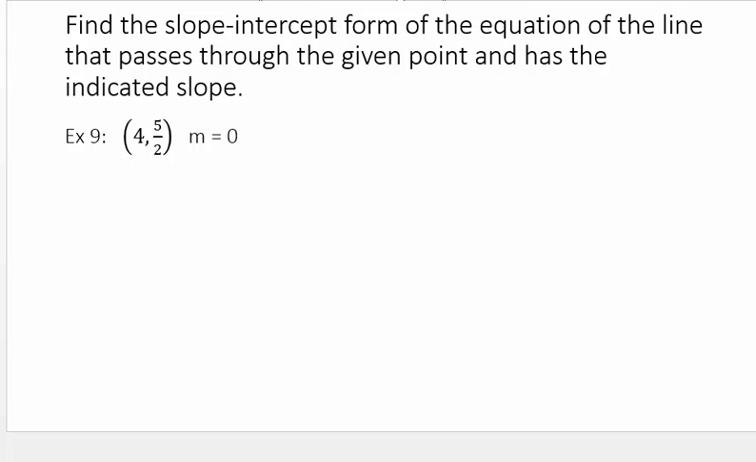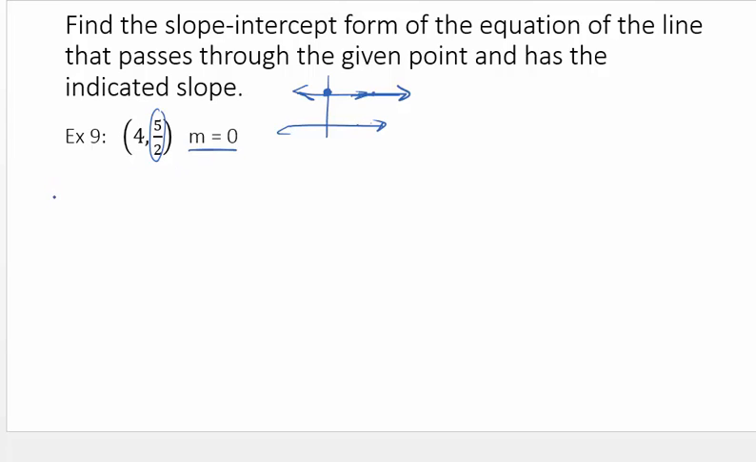Find the slope-intercept form of the equation of the line that passes through this point and has this slope. All right, so before you start trying to do a bunch of math, think, what does the slope of 0 look like? It is a horizontal line, isn't it? It's horizontal. So it's crossing the y-axis somewhere, right? Well, it's crossing where it's 5 halves, isn't it? So where's that y? 5 halves. x is at 4, that's like over here somewhere. Well, it goes through that point, sure enough. It's just a horizontal line. So how do you write that as an equation?